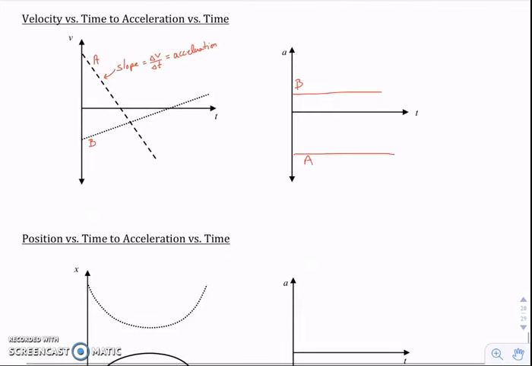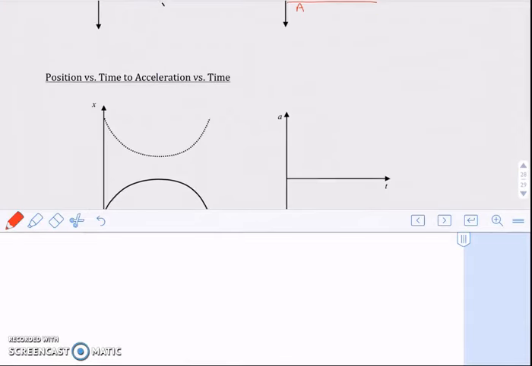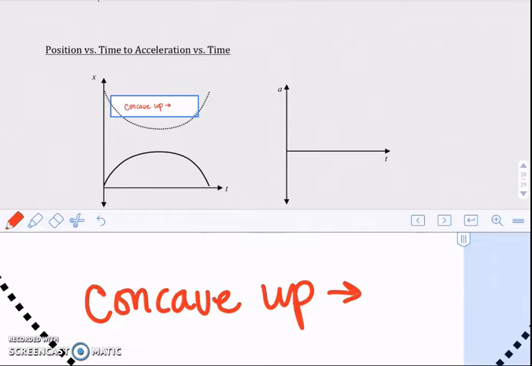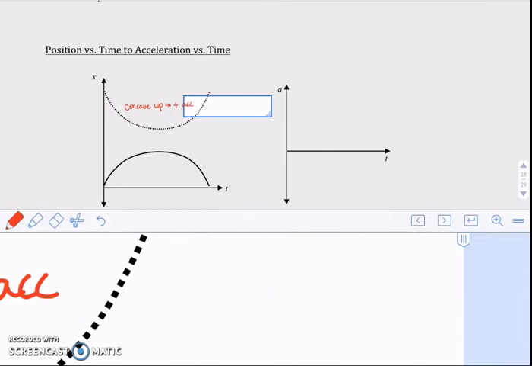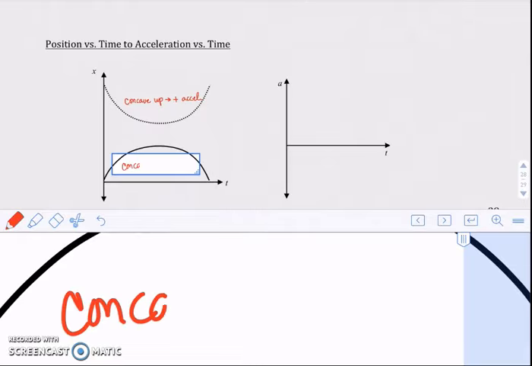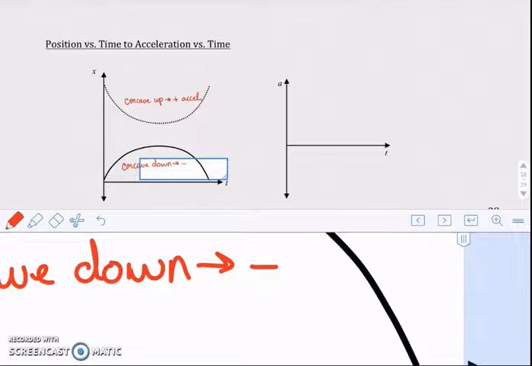Now let's go on to the position versus time graph. If we want to go from position versus time to acceleration versus time, it's all about the concavity. Here's the shortcut. This is concave up, that means positive acceleration. Concave up means if it's like a bowl of soup, it can hold the bowl of soup. Concave down, it's like an upside down bowl, maybe a hill. Concave down is going to be a negative acceleration.